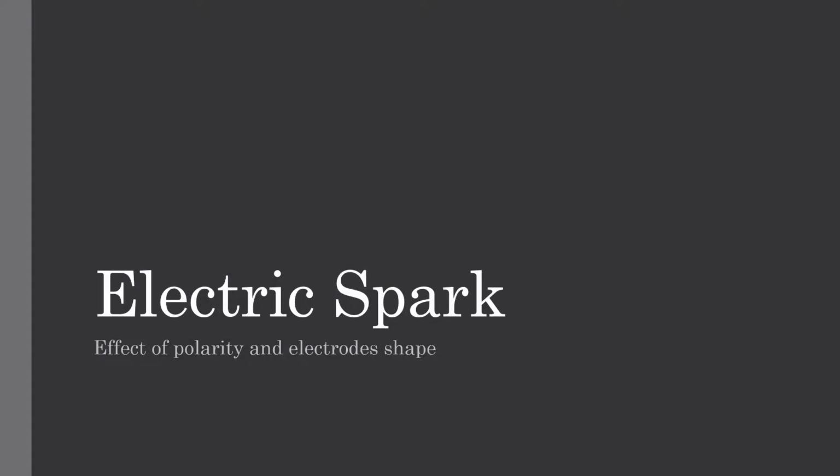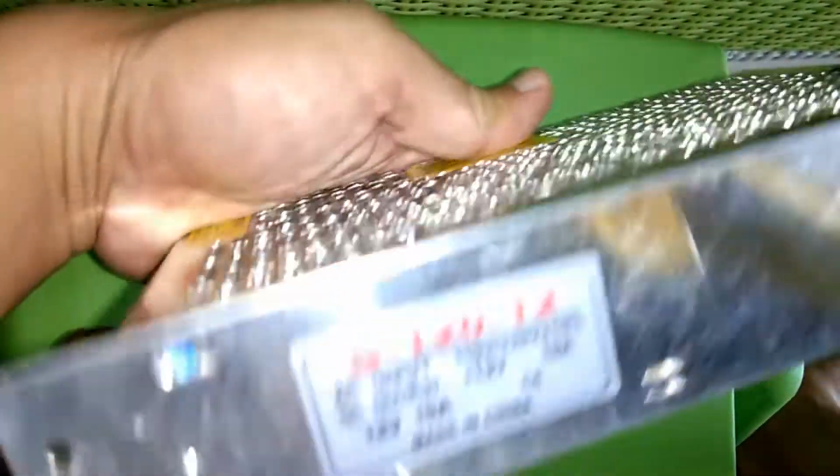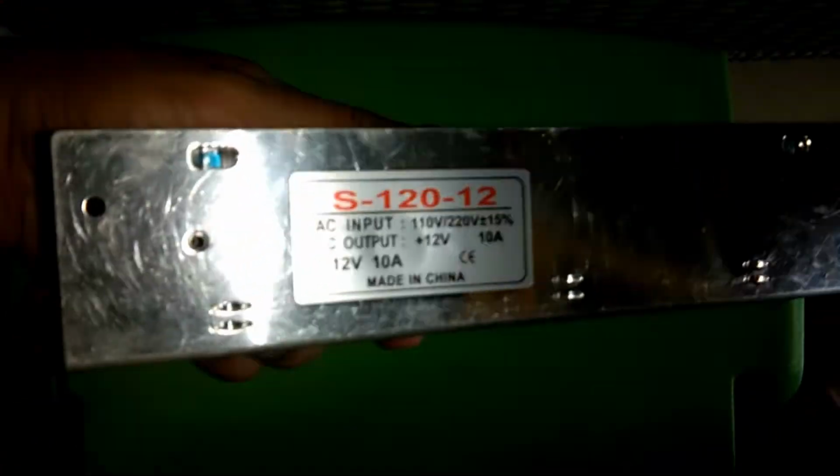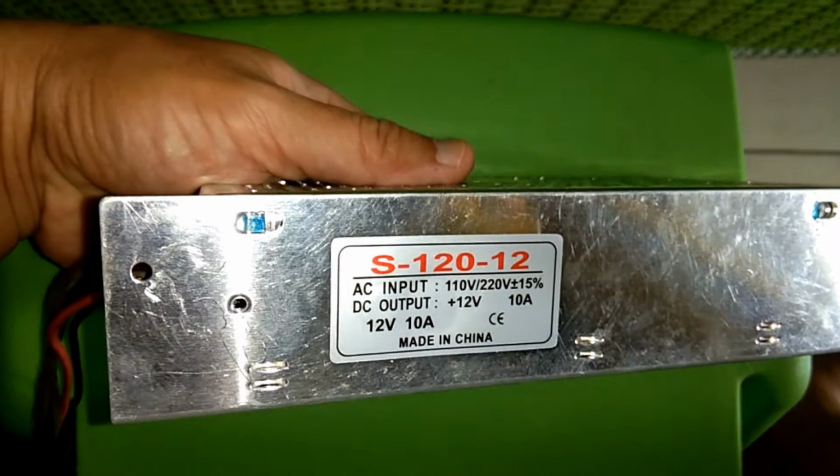In this video we will investigate the effect of polarity and electrode shapes on the formation of electric spark. We will use an electronic 15 kV high-voltage generator to create the spark. The high-voltage generator needs a 5 to 12 volt DC, which can be provided by this switching power supply.